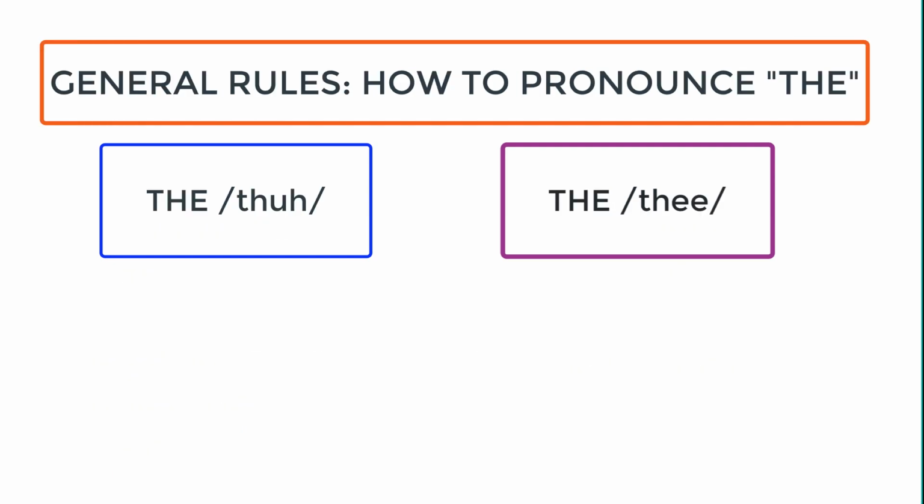Let's go on to the pronunciation of the. You will hear the, or you will hear the. This is because there are two ways to pronounce the. The most common pronunciation is the, rhyming with duh. And the other one is the, which rhymes with tree.